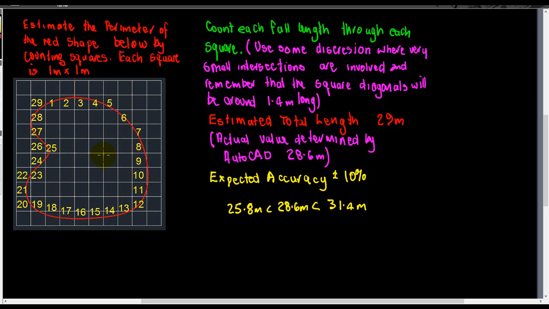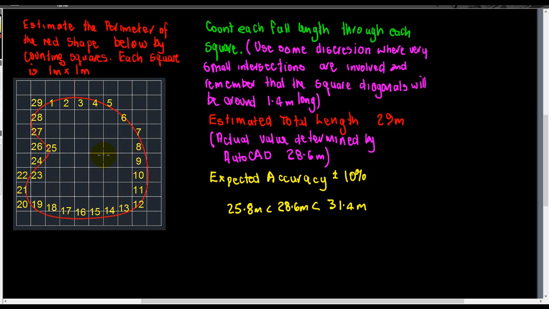But generally, you're just looking for 1 metre lengths of square. So I've estimated a total length of 29 metres. Now, the actual value determined by AutoCAD, as I said previously, digitally, was 28.6 metres. So not too bad in this case. Now, the expected accuracy, again, plus or minus 10%, of 28.6 is around about 2.8, 2.9 metres. I've gone for around about 2.8 there.